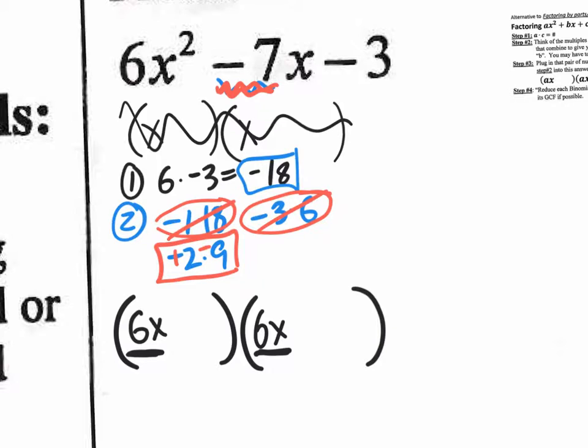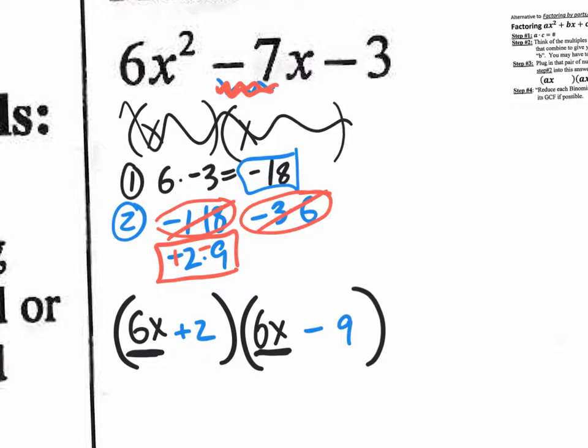And now you might be thinking, wait a minute, that's not going to work. Yeah, it doesn't work right now because 6x times 6x is 36x squared. That's why we need to reduce. Step 4 says reduce. So we'll get to that later. But right now we need to fill in these blank spots. And what do we put in these blank spots? The 2 and the minus 9. So this positive 2 goes right here. This minus 9 goes right here.